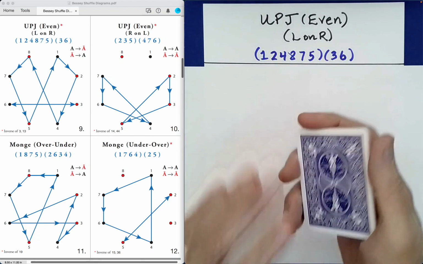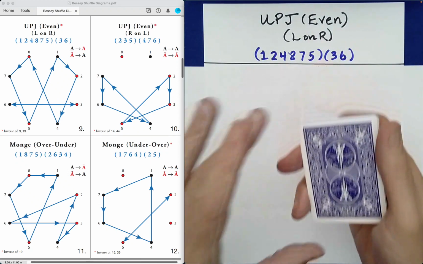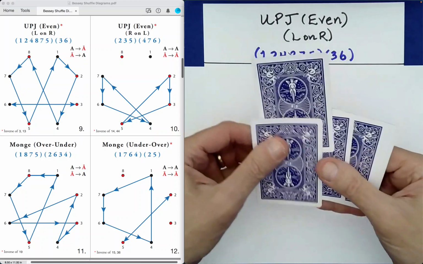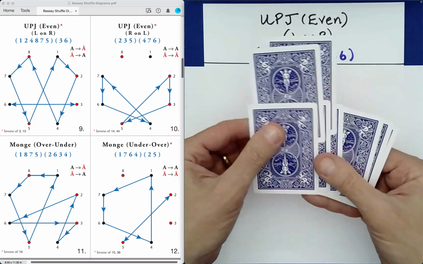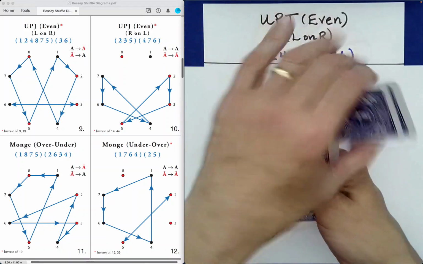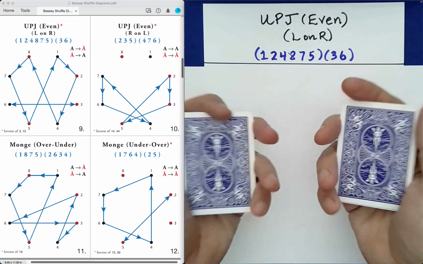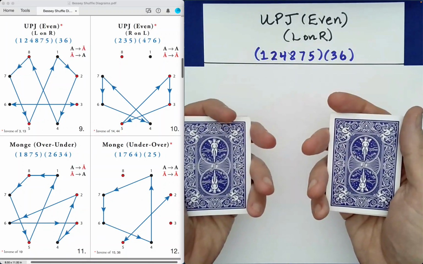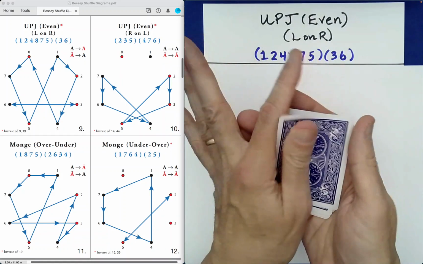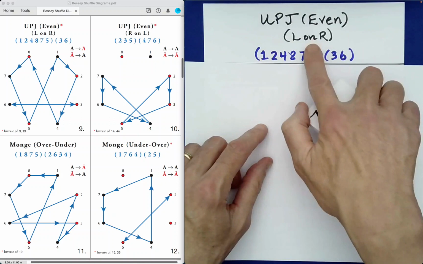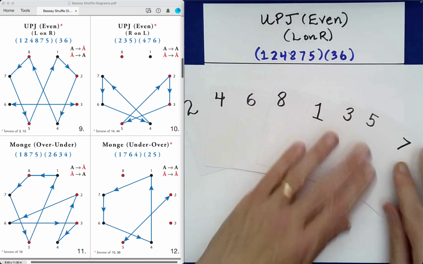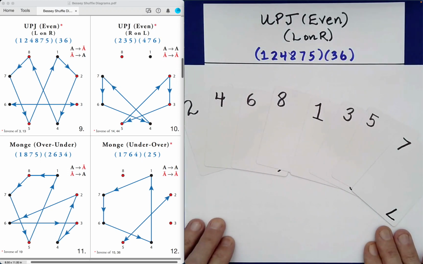Okay, so what is an up jog? Or in particular, what is an even up jog? Well, this is where you push forward or jog forward the even position cards. That's all you're doing. And then you strip those out. Now we have a left and right hand pile. And so for this first up jog shuffle, we will be stacking the left pile on top of the right, as indicated right there. Okay? So let's take a look at the new ordering of the packet. Okay, so we get 2, 4, 6, 8, 1, 3, 5, 7.